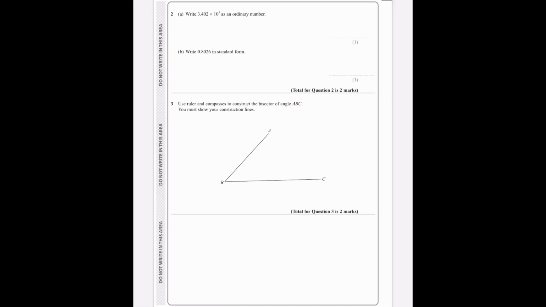For 2a, I'm writing it as an ordinary number, 340200, and then 8.026 times 10 to the minus 1.